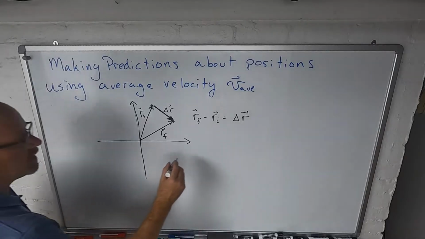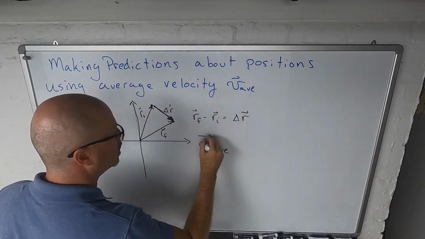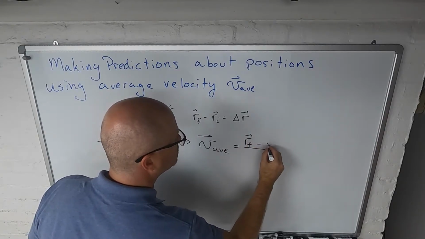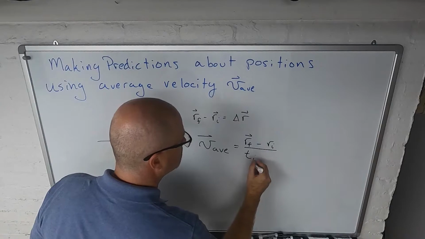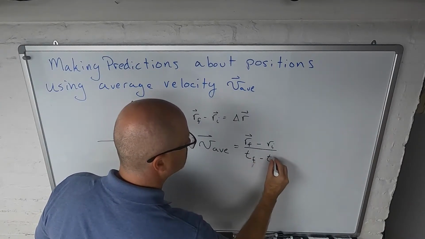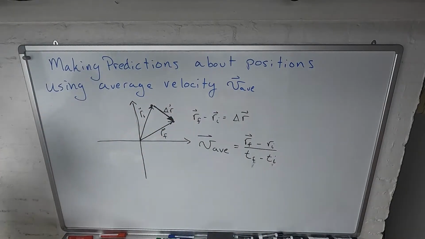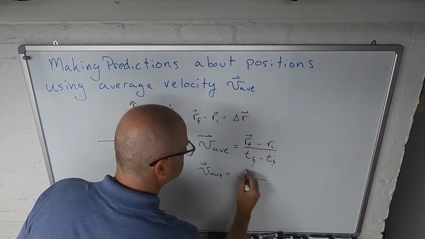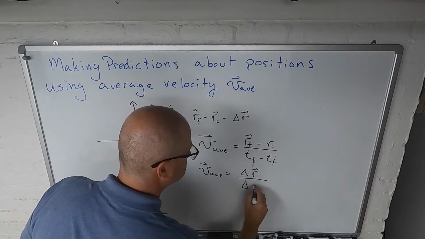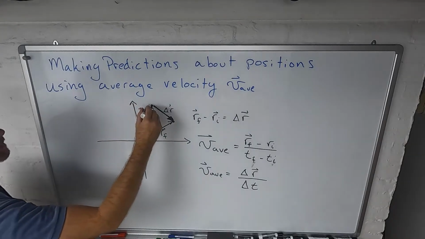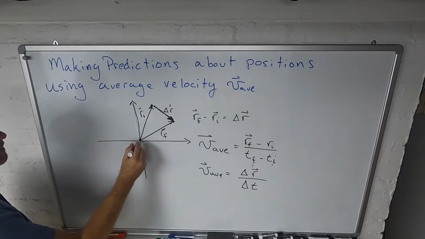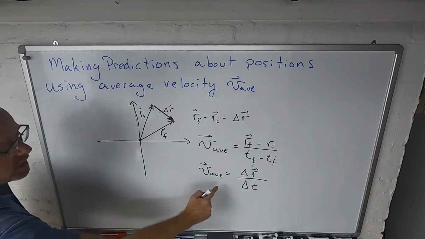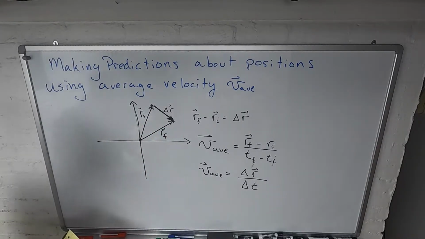Now, the average velocity, V average, over some time interval is going to be given by R final minus R initial over time final minus time initial. That's the definition. And so V av is equal to delta R over delta T. So in a given amount of time, I've changed my position from here to here. My position is always defined on my coordinate system by my vector. I went from here to here in some interval of time, and I can calculate the average velocity given that.